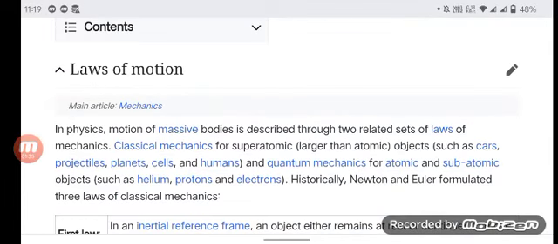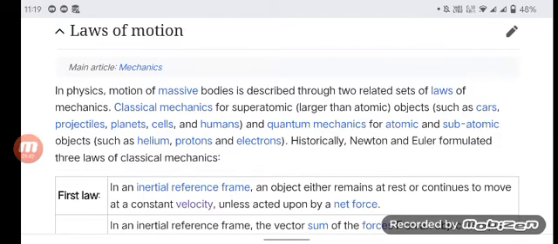In physics, motion of massive bodies is described through two related sets of laws of mechanics. Classical mechanics for superatomic objects, larger than atomic, such as cars, projectiles, planets, cells, and humans, and quantum mechanics for atomic and subatomic objects such as helium, protons, and electrons.